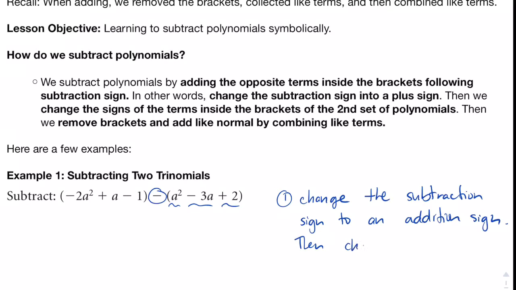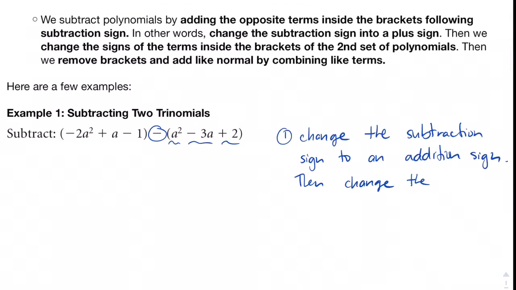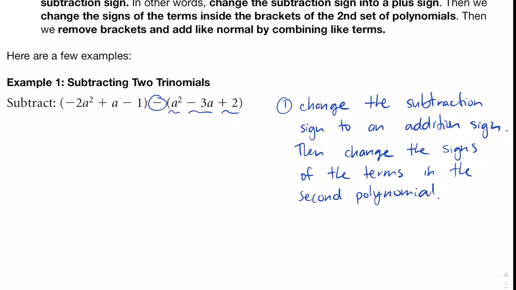And then change the signs of the terms in the second polynomial. That's what we're going to do. So this is what it looks like. We keep the negative 2a squared there. We just copy this part out, plus a minus 1.